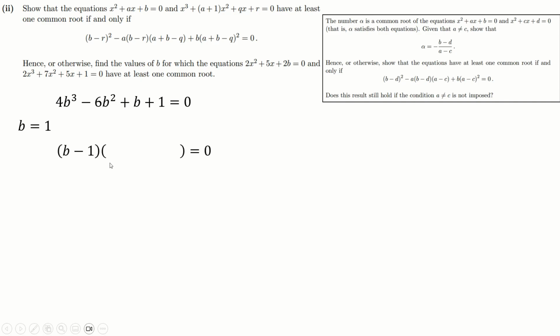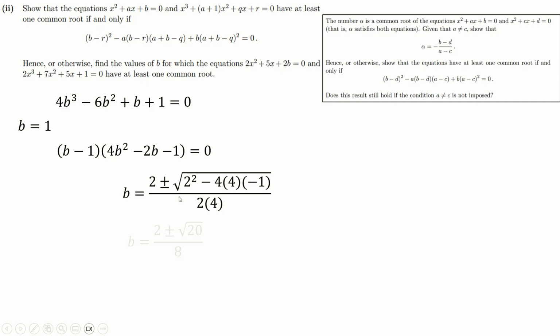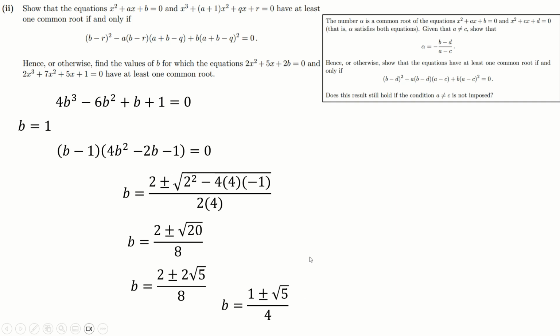Factorize it out. You can do some polynomial division if you want. I just spotted the coefficients. I've got a minus 4b squared, so I need another minus 2, lots of them, to make minus 6b squared. And then we can use the quadratic formula on this. And we end up with 3 solutions at b equals 1 and at these 2 things here, which you can eventually simplify a bit further to get all the way down to there. And that's that question done.